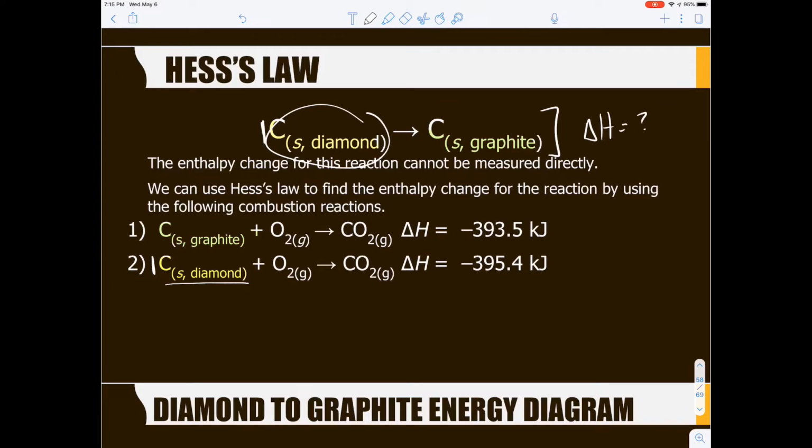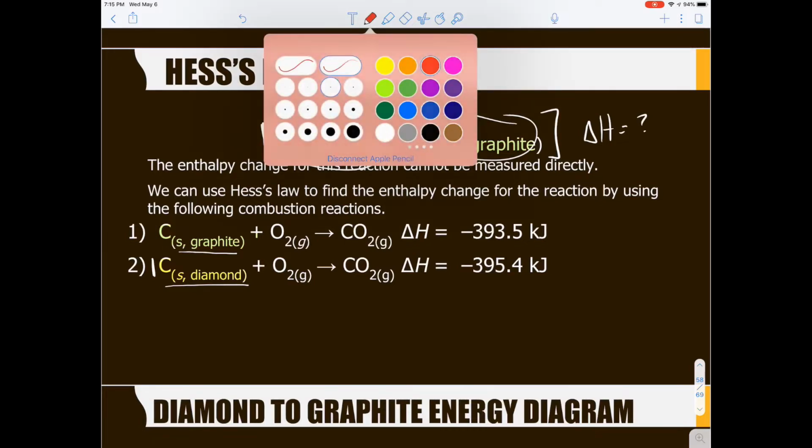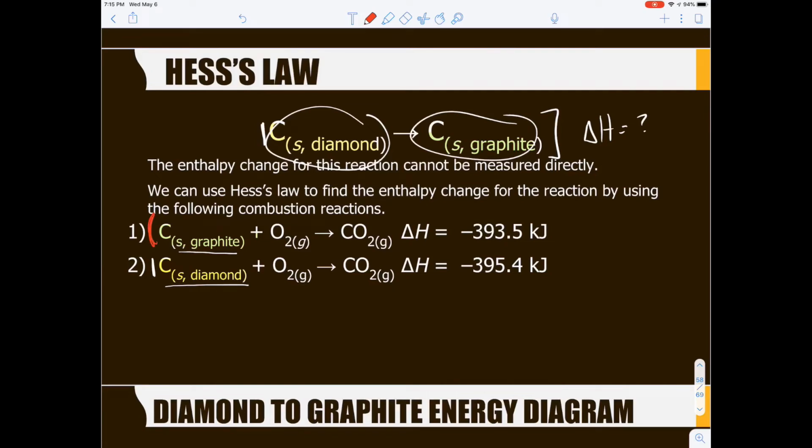But how do we get rid of all this other stuff? So look at another distinctive thing in the target reaction. Graphite as a product. Graphite is here, except it's a reactant, and up here it's a product. So we're going to have to flip this whole equation around. I'm going to do times -1, and I'm also going to do its delta H value times -1.